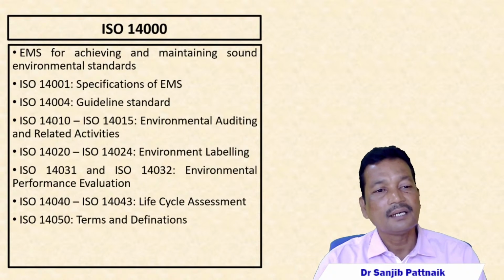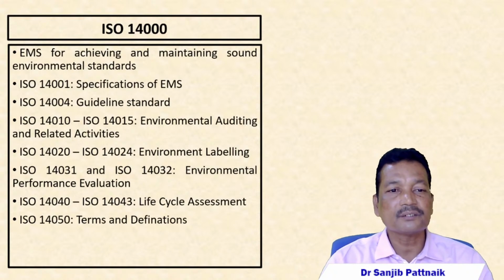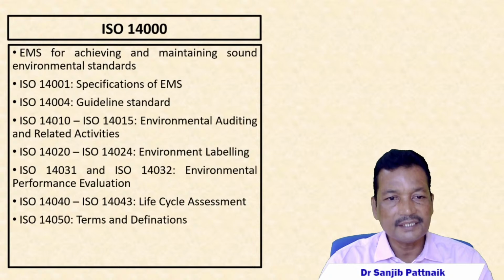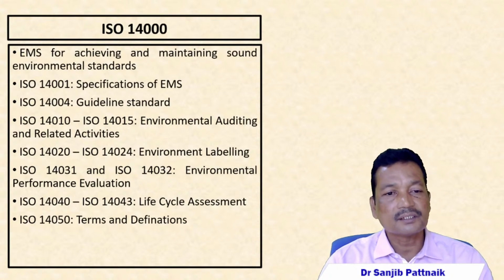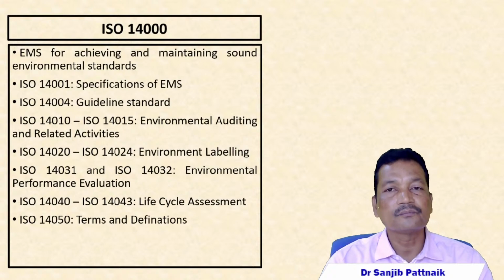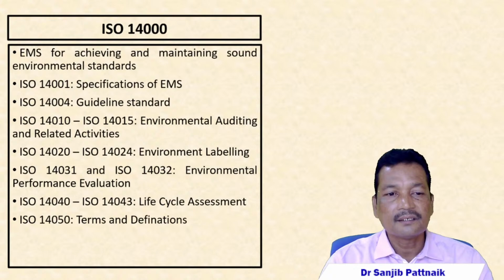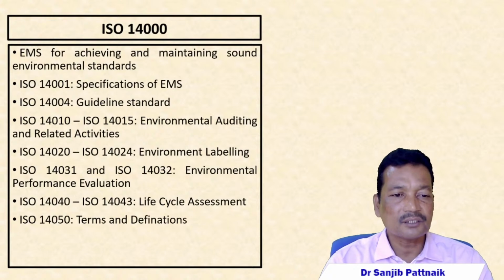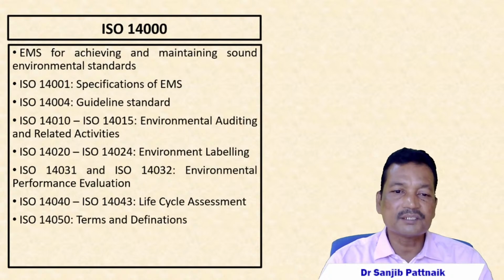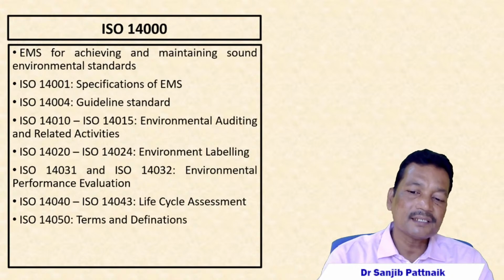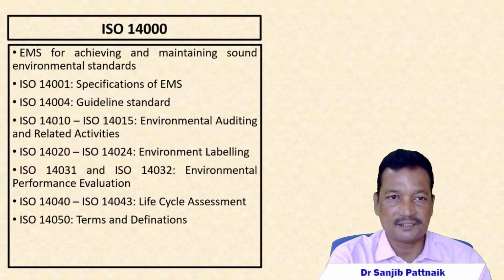Then we have another series, that is 14020 to 14024, which is environmental labeling. Then we have 14031 and 14032, which prescribe how to evaluate the environmental performance. Then we have the series 14040 to 14043, which covers life cycle assessment. And finally 14050 tells about the various terms and definitions.